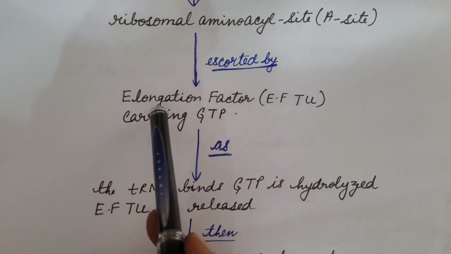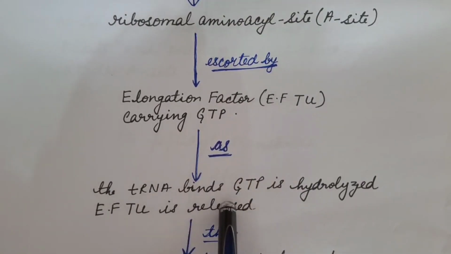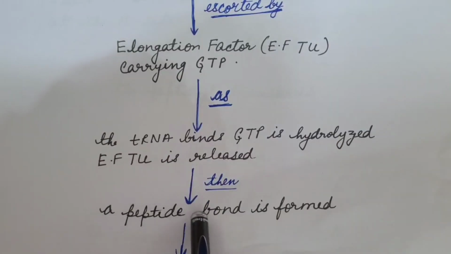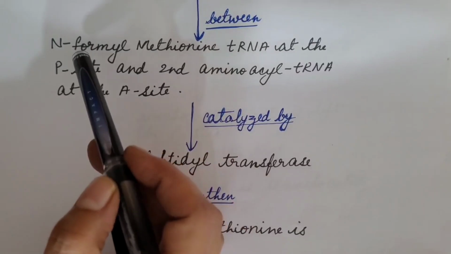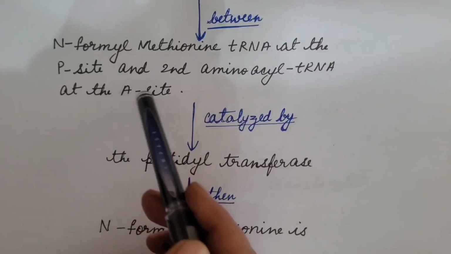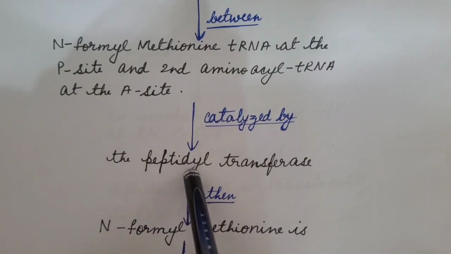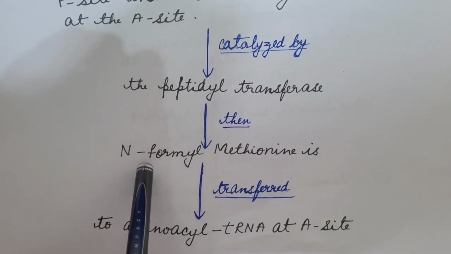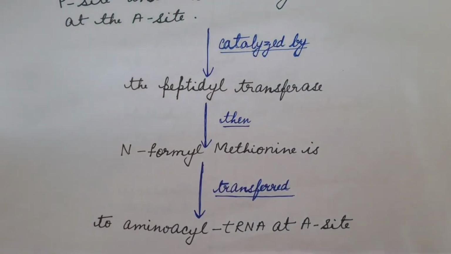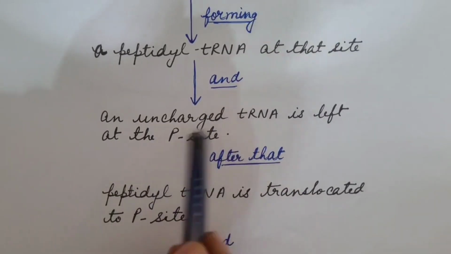This is escorted by elongation factor carrying GTP, that is EFTU. As the transfer RNA binds, GTP is hydrolyzed and EFTU is released. Then a peptide bond is formed between N-formyl methionine transfer RNA at the P site and second aminoacyl transfer RNA at the A site, and this peptide bond formation is catalyzed by the peptidyl transferase. Then N-formyl methionine is transferred to aminoacyl transfer RNA at A site, forming a peptidyl transfer RNA at that site, and an uncharged transfer RNA is left at the P site.